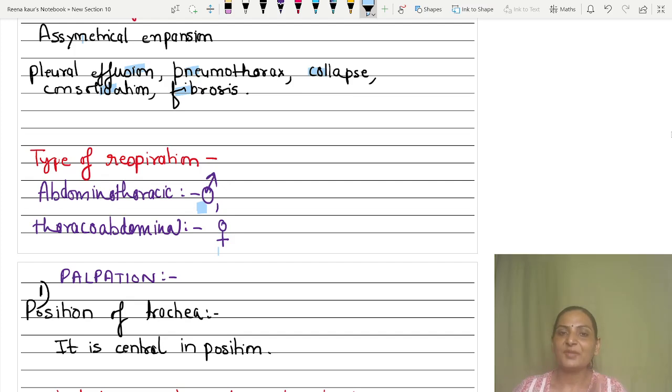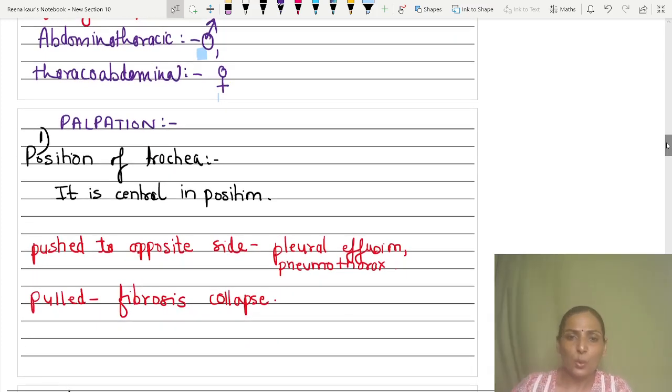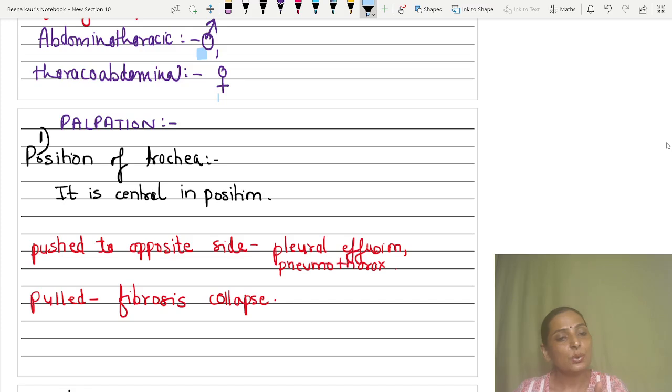You must say that after palpation, the trachea is found to be central in position, which you locate between your two sternomastoids. Now once you said that it is central in position, you don't say that it is shifted to right or to the left. You say that it is pushed to the same side or it is pushed to the opposite side. So when will it be pushed to the opposite side? Suppose there is right-sided pleural effusion or right-sided pneumothorax, so it will be pushed to the left. It will be pulled to the same side with conditions like fibrosis and collapse.